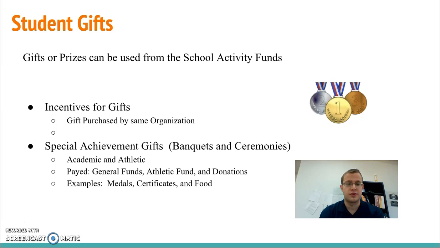In the book, there were two main topics for gifts: incentives for gifts, and this is gifts purchased by the same organization, such as NHS, the athletic club, football, basketball. And then there's special achievement funds such as banquets and ceremonies. These are like academic and athletic ceremonies, and they're paid through the general funds, certain athletic funds and donations.